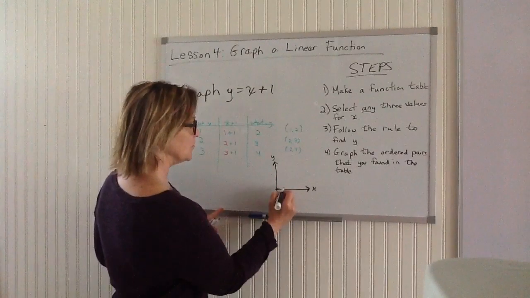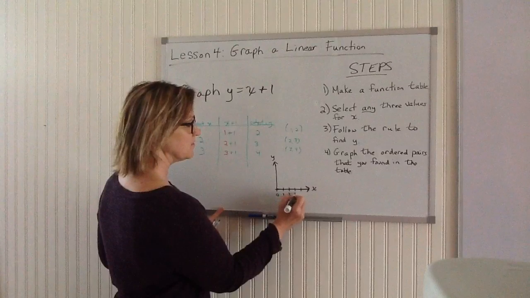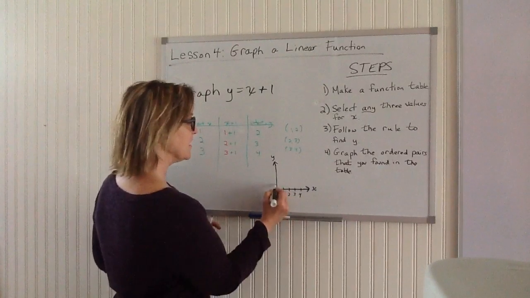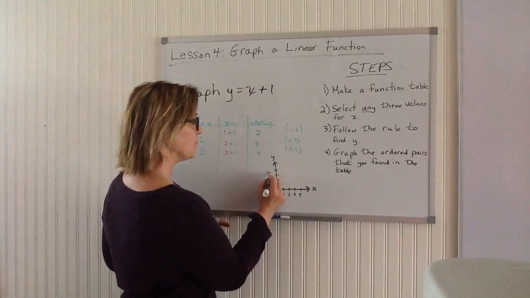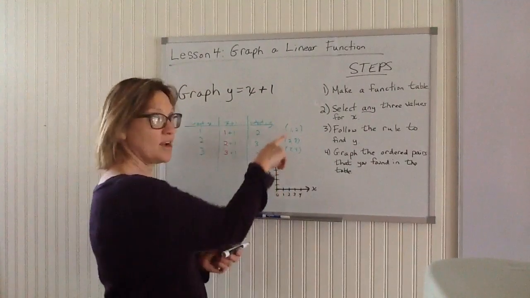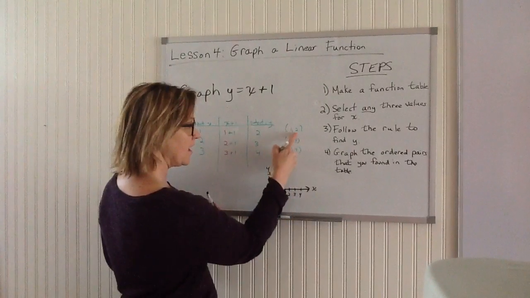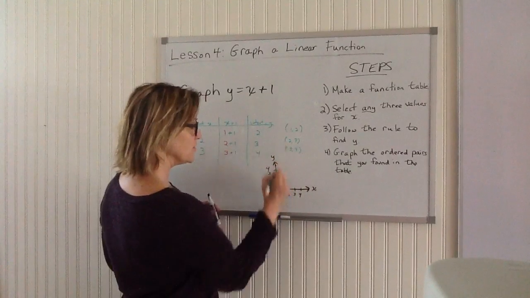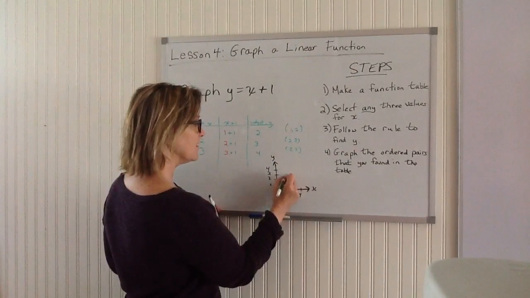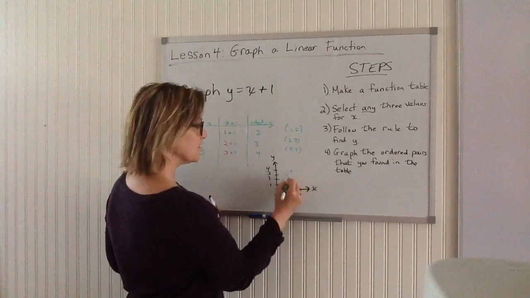So I'm going to do 1, 2, 3, 4, up to 4 on my x-axis, and 1, 2, 3, 4, up to 4 on my y-axis. And I'm going to go ahead and plot these points. So I have over 1, up 2, over 2, up 3, and then over 3, up 4.